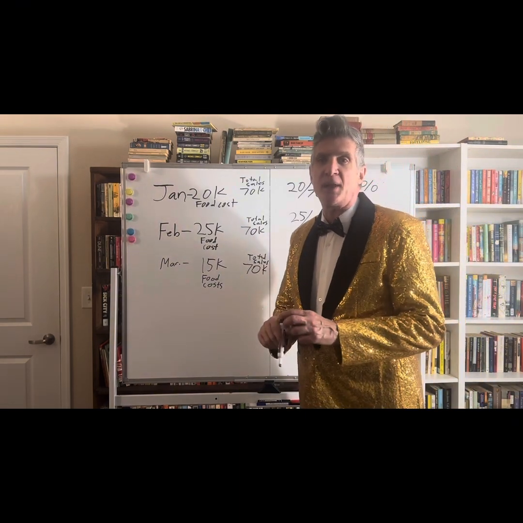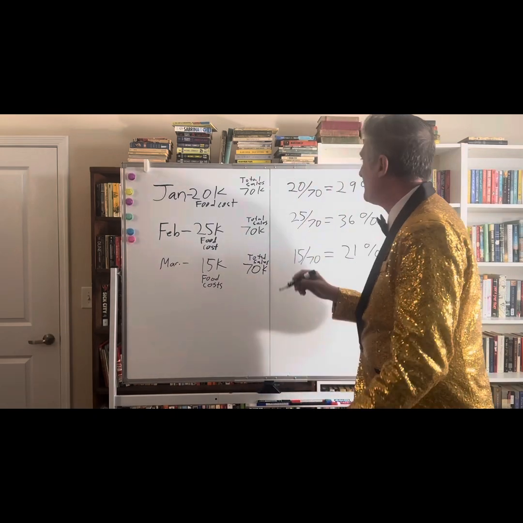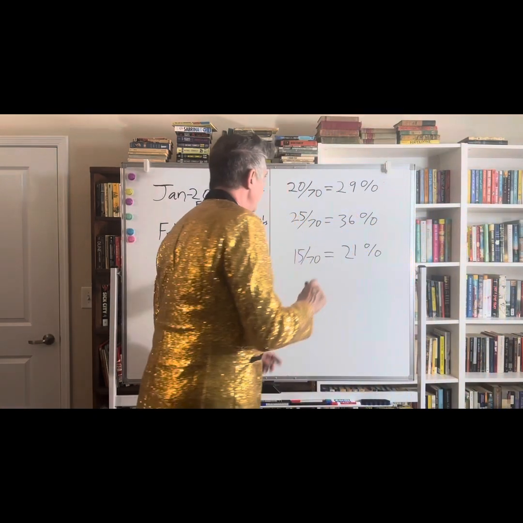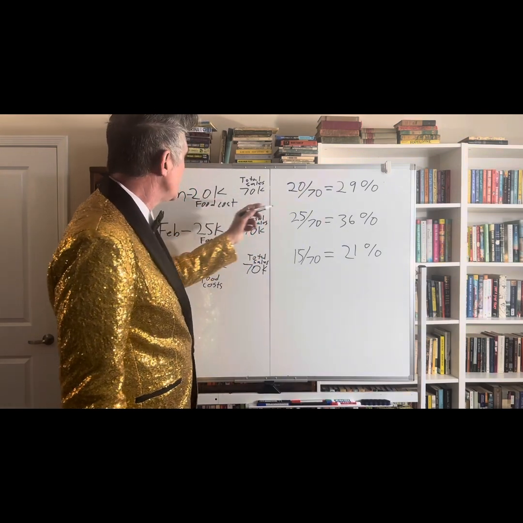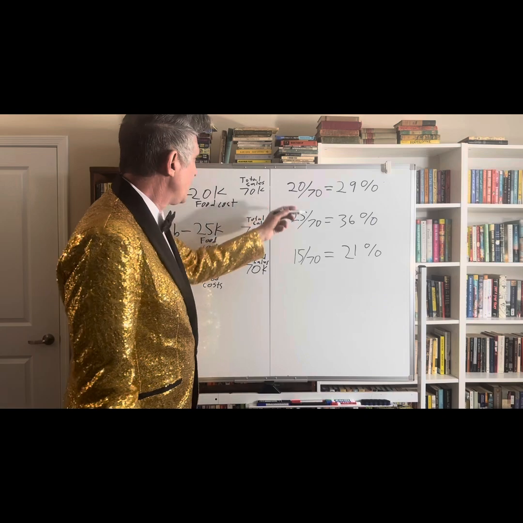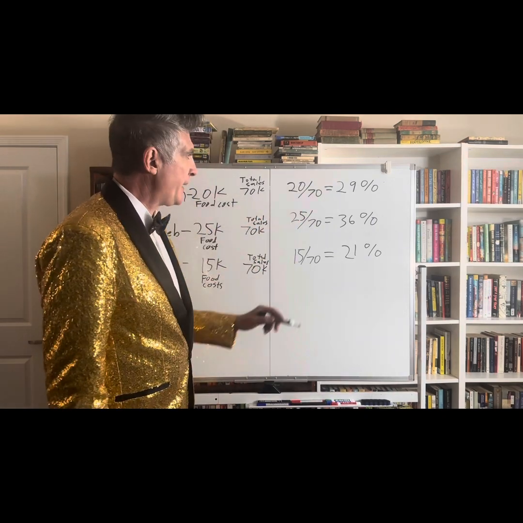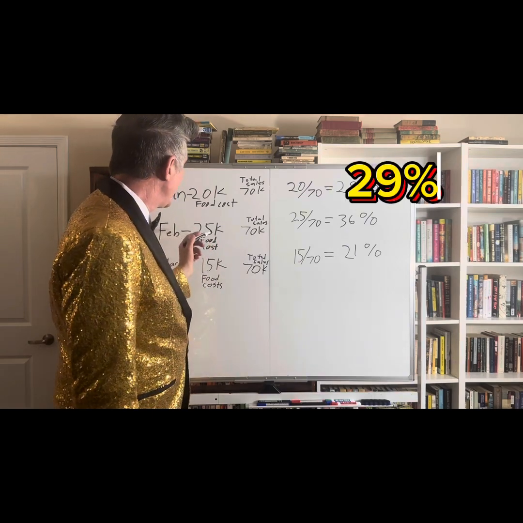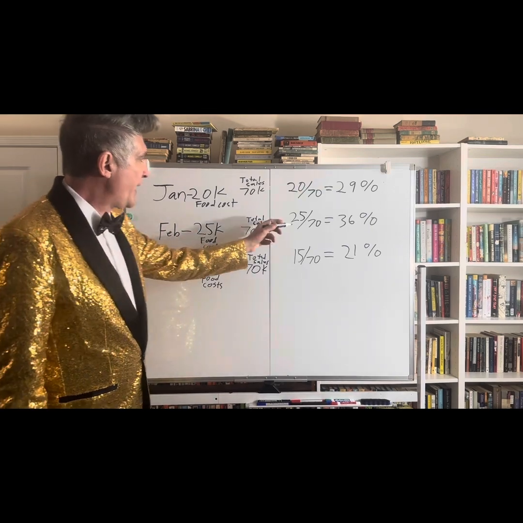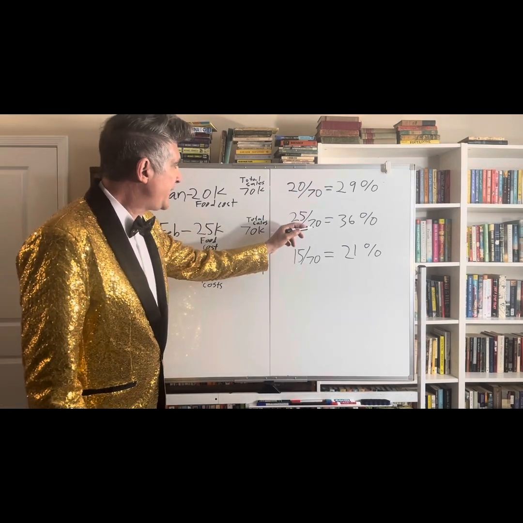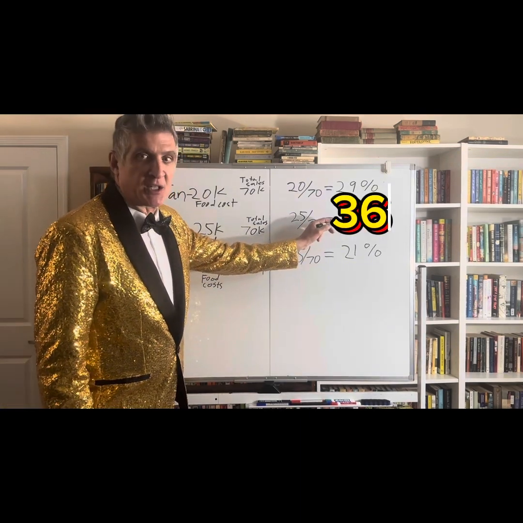Let's put this into our illustrious cost to sales formula and see what secrets it spills, okay? So here we go. Over here in January, you can see that we had our $20,000 in food cost. We just divided that by our total sales, which was $70,000 in this particular case. That gave us 29%. Well, in February, you can see what happened here. We rose $5,000 in food cost. So we have $25,000 in food cost, again $70,000 in total sales. That gave us a whopping 36%, right?